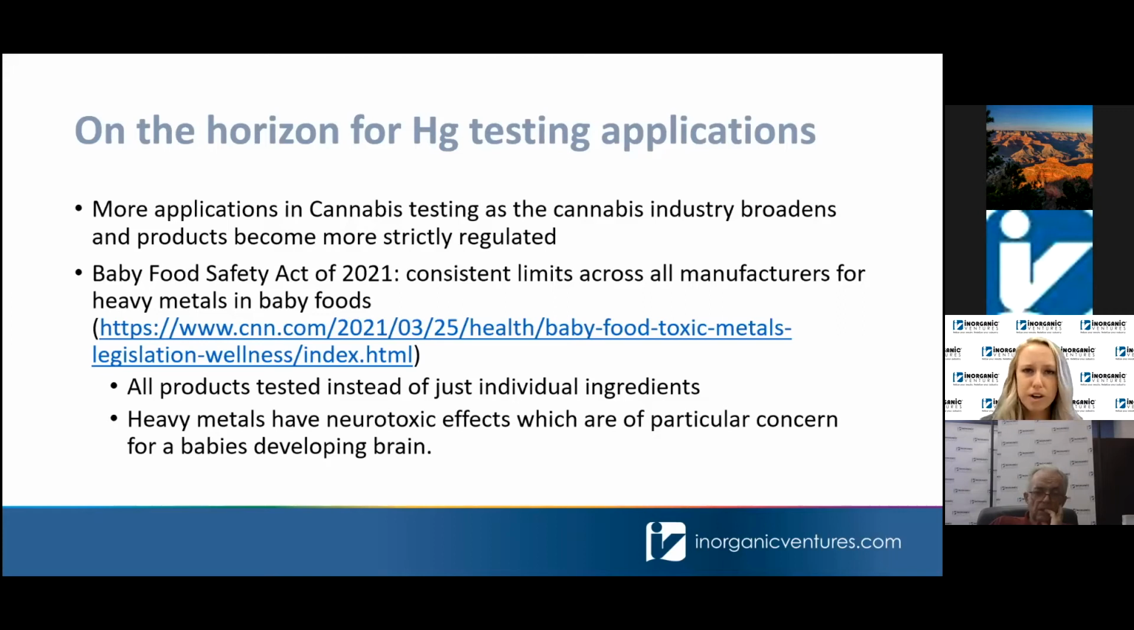So previously, manufacturers were just required to have testing of individual ingredients, but this new development is going to require that the final products be tested as well. And so not only is that going to increase the number of samples being tested, but it's also going to increase the complexity of the matrices and different testing types. So just something to look for in the future for mercury analysis.